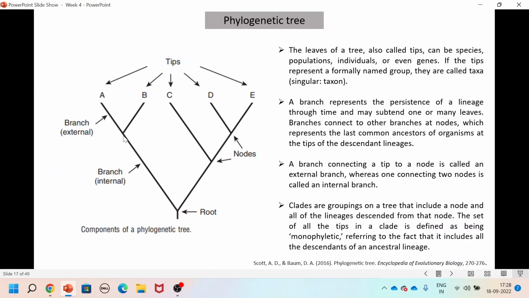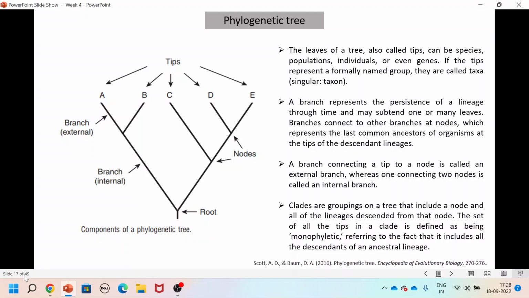So basically both A and B, since they have a common ancestor which might be present at this node, are clades of this ancestor, we can say. In order to understand the phylogenetic tree, as I'll describe later in my slides, it is very important to understand what a clade is.